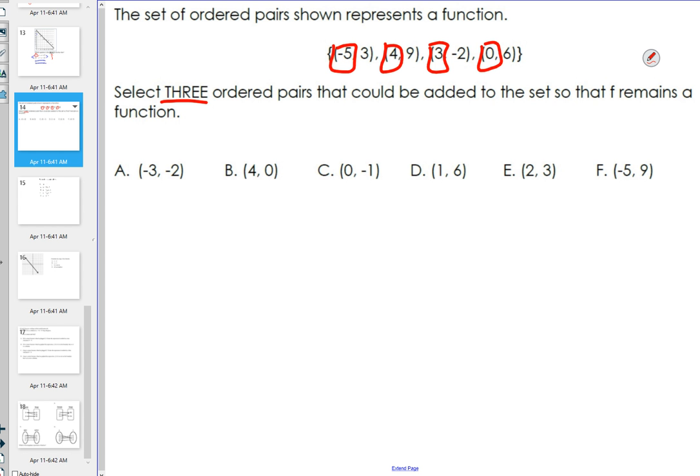So, is -3 being used? No, it's not. So that's one of the ones I'm going to pick. Is 4 being used? Yeah, so I can't use it. It would make me fail.